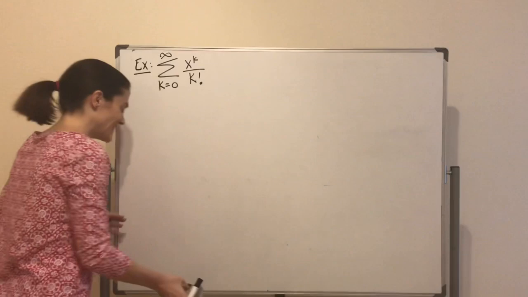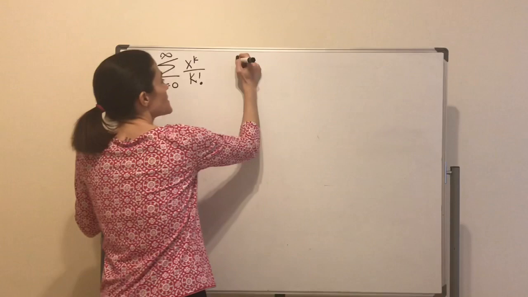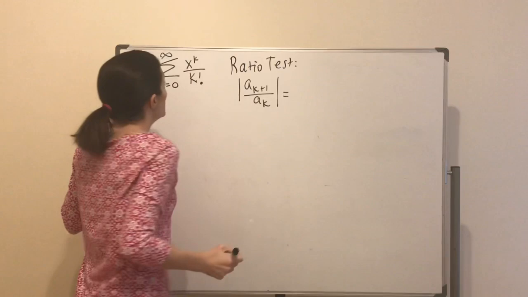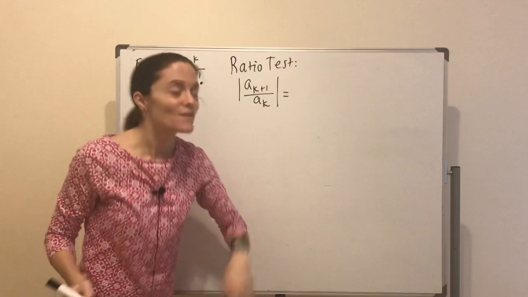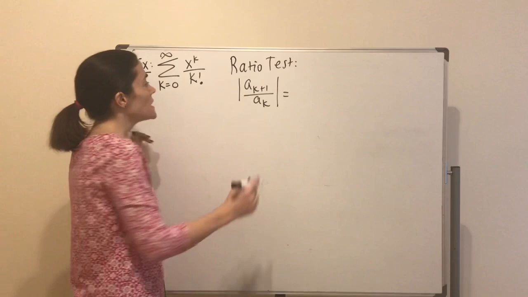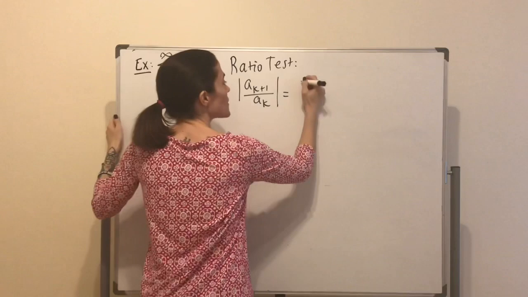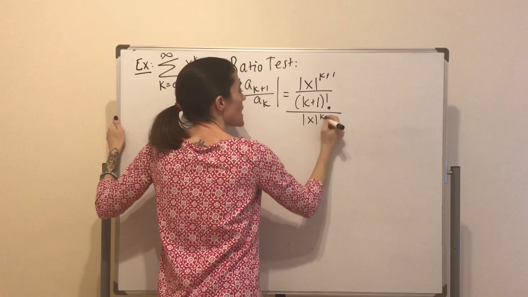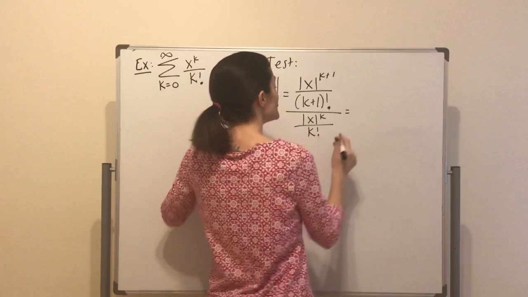What did the ratio test say? Well, we start with, let's write ratio test. We start with this. Now, the only thing that can be negative is the x. So k factorial, I don't need that with the absolute value part. So I can rewrite this absolute value, a_(k+1) over a_k, as the following. I have absolute value of x to the k plus 1 over k plus 1 factorial, and then divided by absolute value of x to the k over k factorial. We invert and multiply. We practiced this with the ratio test.